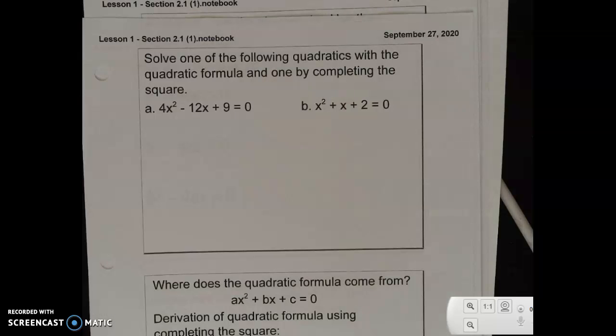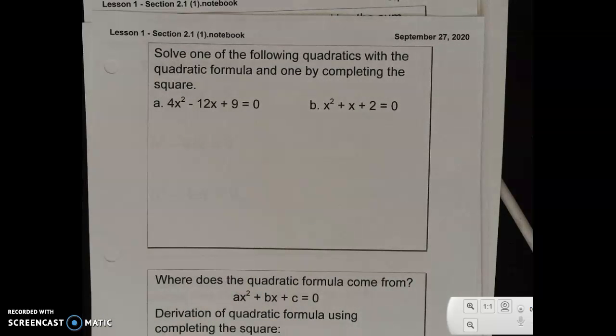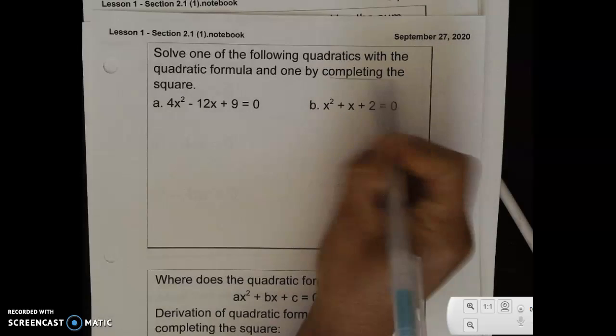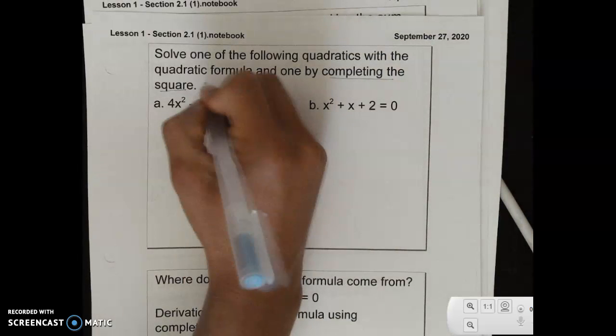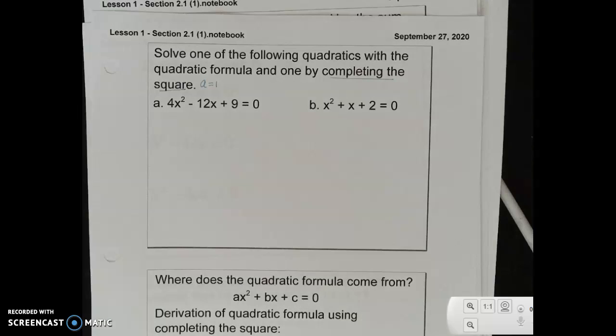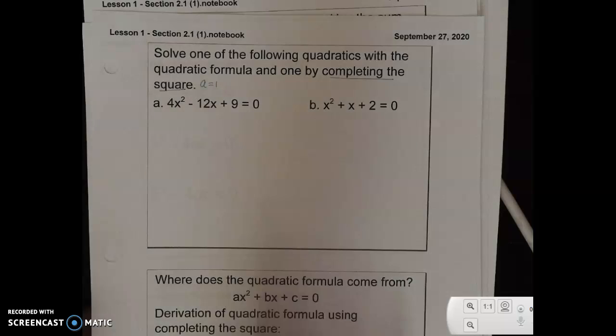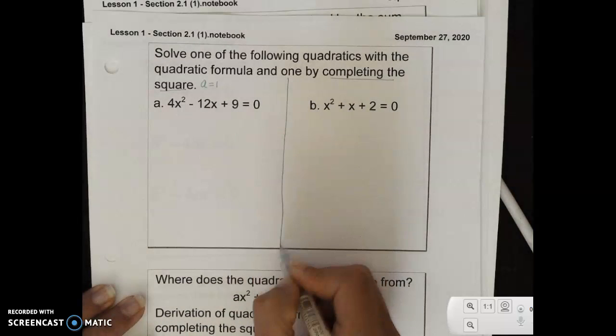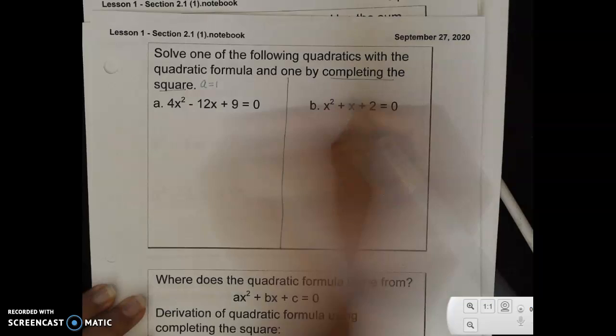Okay, so let's look at the first two questions. We want to solve the quadratics with the quadratic formula, and then one with completing the square. The easier way to solve a quadratic with the completing the square method is always going to be when your a value is equal to 1. We'll go through some different examples of how to do that when a is not 1, but if a is 1, that's the easier method to use. So we're going to do completing the square over here on this side, and quadratic formula for the left problem.